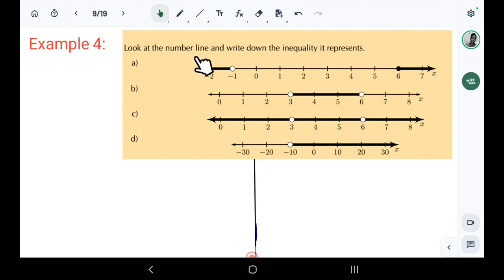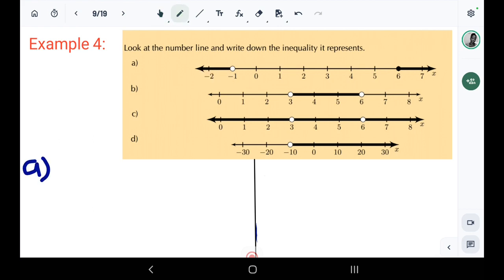Now in this question, you have the question that says, look at the number line and write down the inequality it represents. Now we're representing the number line as an inequality. Very important. You should be able to do both sides, going back and forth without any problems. Now on this number line, we've got a hollow dot on top of -1, meaning that -1 is not included, and an arrow to the left hand side, meaning that your number goes all the way to -infinity. So that's number 1.